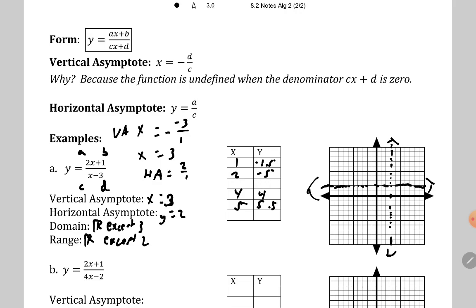So let's see what this looks like. So 1, negative 1.5, 2, negative 5. Okay, so it looks like it's doing something like this. And you can always test more points to make sure you're going in the right direction. 4, 4, and 5, 5.5.